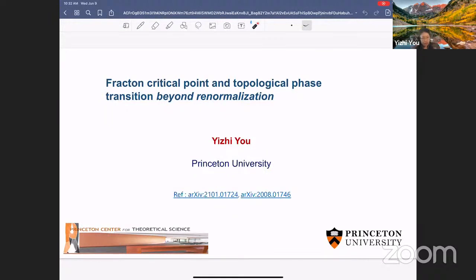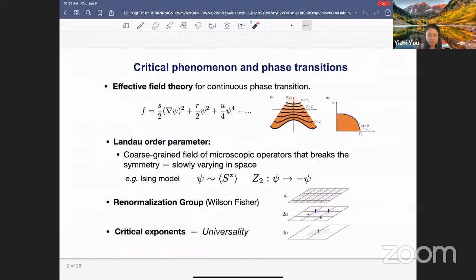Since today my main topic is about phase transition, in the first few minutes, let's have an overview of the historic development for phase transition and critical phenomena. So throughout history, there are two milestones which enhance our understanding of phase transitions and critical points. The first is known as the Ginzburg-Landau theory for phase transition.